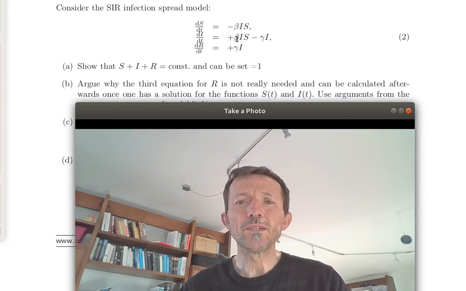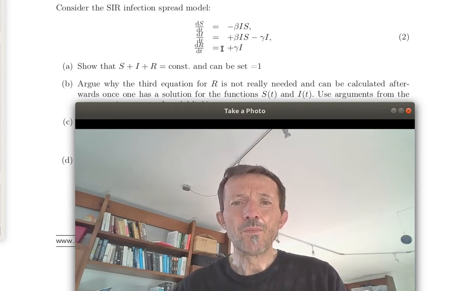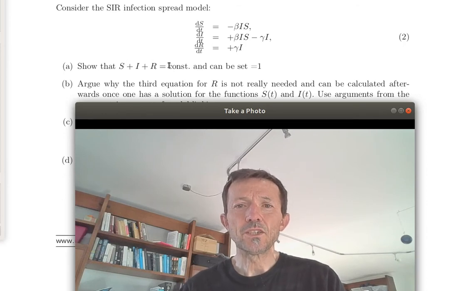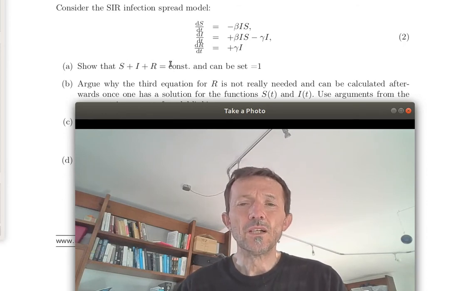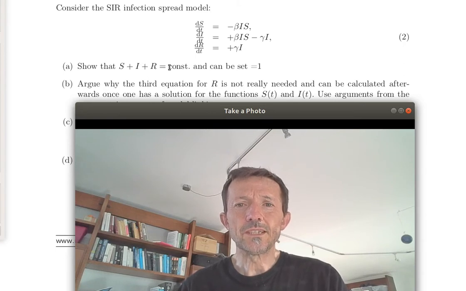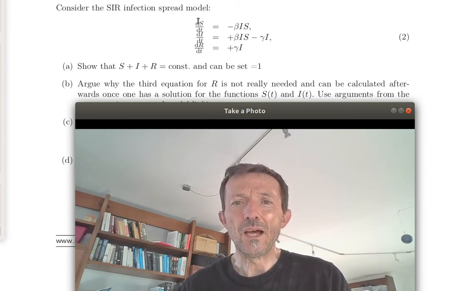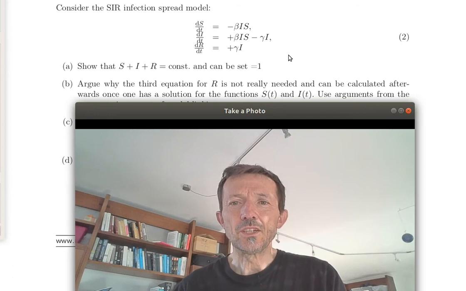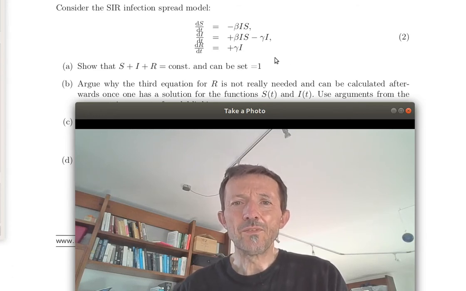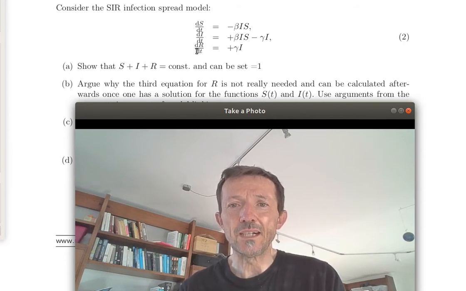So the first problem is to show that the sum of these three is constant and can be set equal to 1. To see if it is constant is easy. Just take the balance of all the three equations. So take a balance line and then just take the addition. Then we have on the left hand side the sum of the time derivatives of S plus I plus R. On the right hand side we have minus this term plus this term cancels, and this term cancels as well.